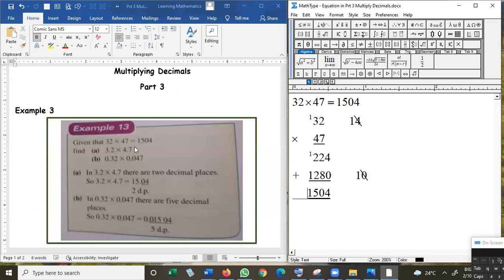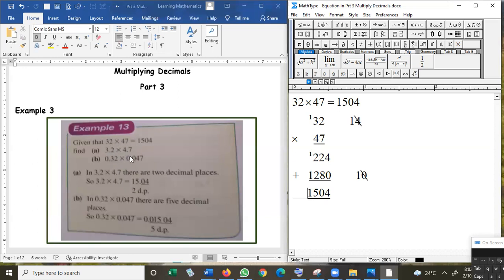1,504. So it has been proven. Now, if you notice, part A is find 3.2 times 4.7, and B is 0.32 times 0.047. If you notice, the sequence of digits is the same: 3, 2, 4, 7. So the 3 and the 2 are there, and the 4 and the 7 are there.